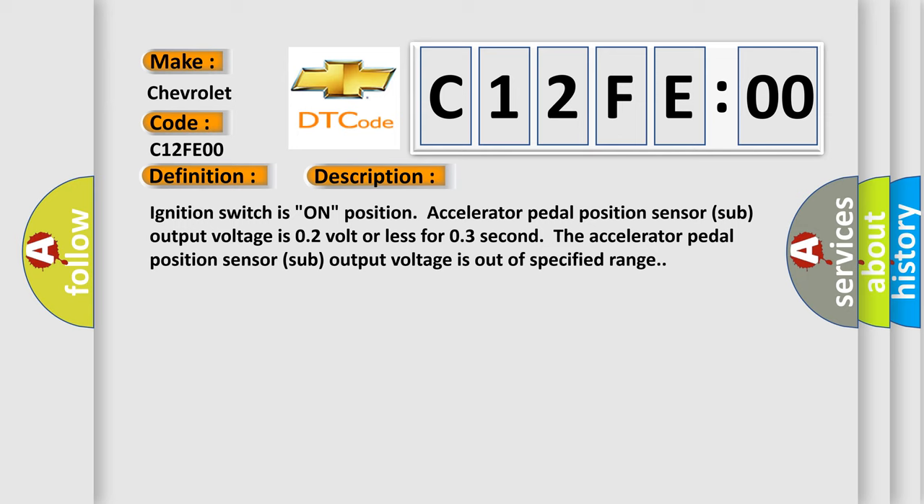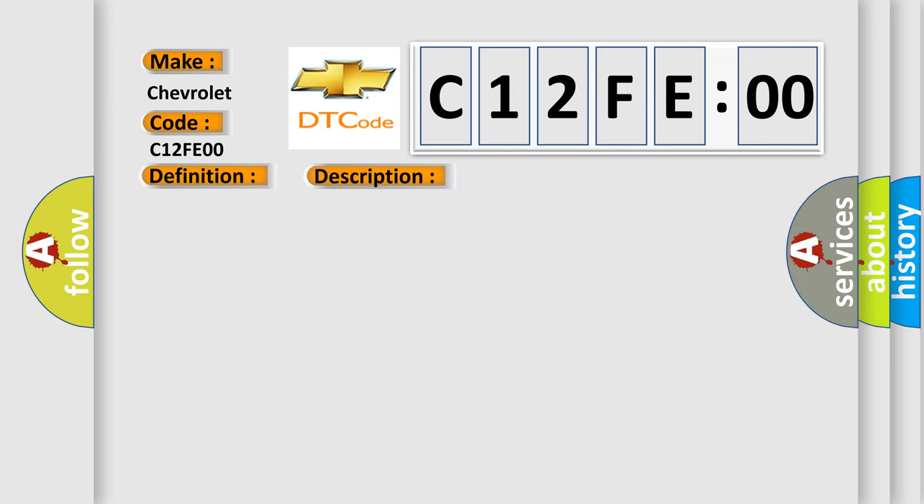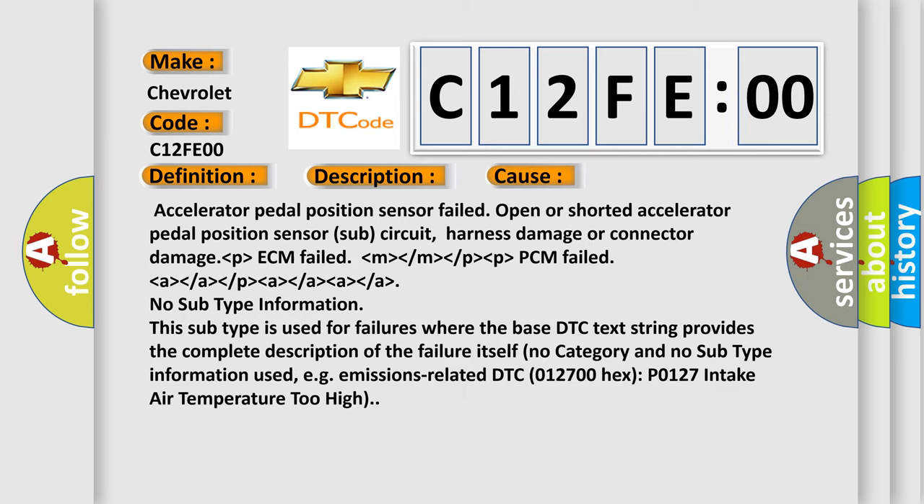This diagnostic error occurs most often in these cases: accelerator pedal position sensor failed, open or shorted accelerator pedal position sensor sub-circuit, harness damage or connector damage, ECM failed, PCM failed.